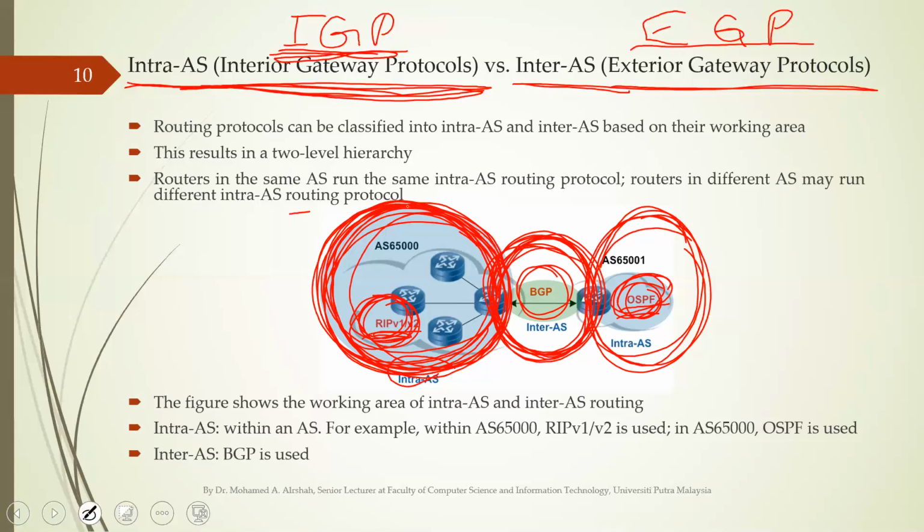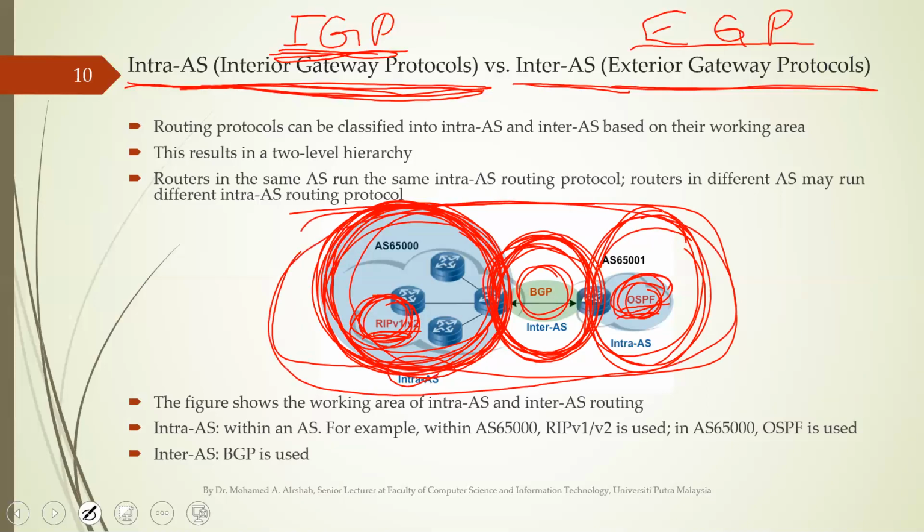A very important reason to use this two-level hierarchy is to minimize the routing table sizes. Because if we consider this one as one system, then this router has to have one entry for this router, one entry for this, one entry for this, and one entry for this.